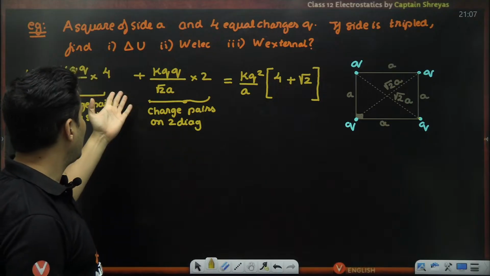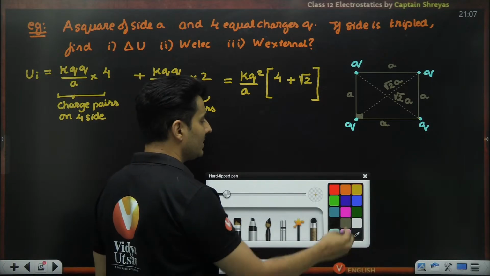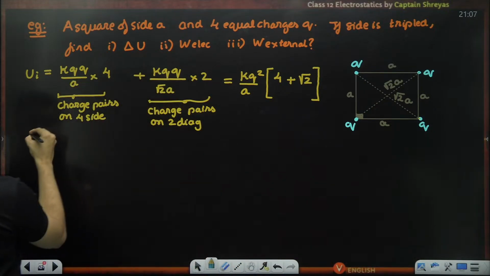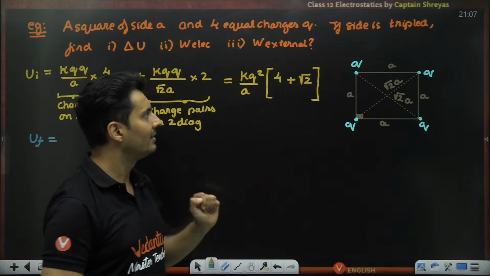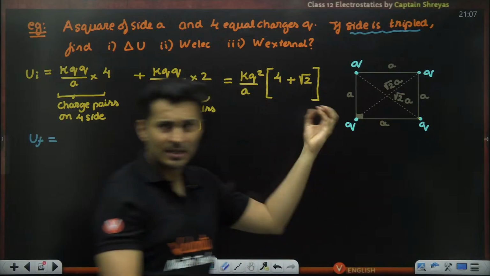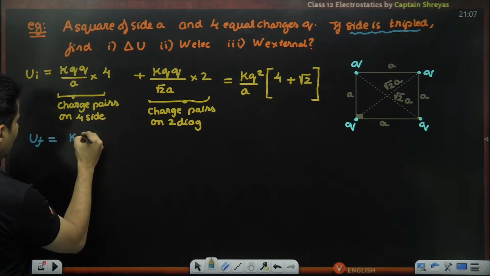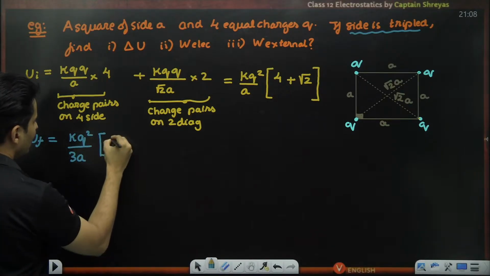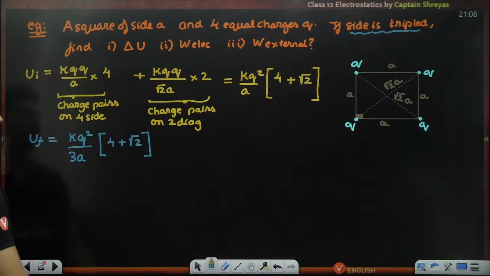But that is not the end of the story. We want to find the change in the potential energy. So let's figure it out. How much is the final potential energy? Observe it carefully now. The only difference will be this side length, and clearly, the side length is tripled. Only change will be A will become now 3A. That's all. So it will become KQ square by 3A, and this thing will be as it is, 4 plus root 2. What do I want to find?